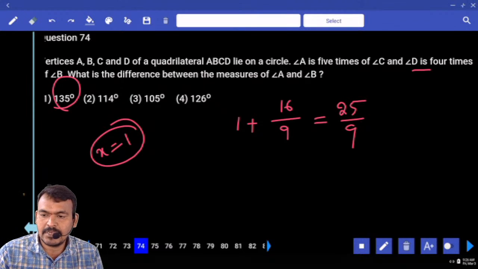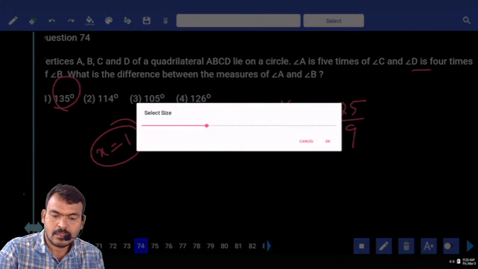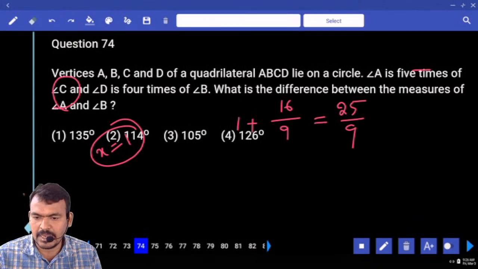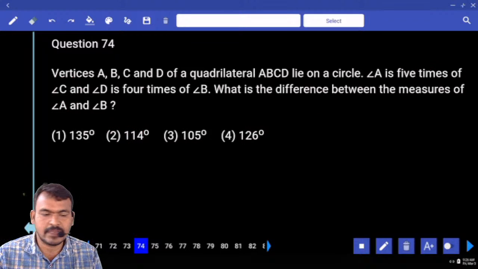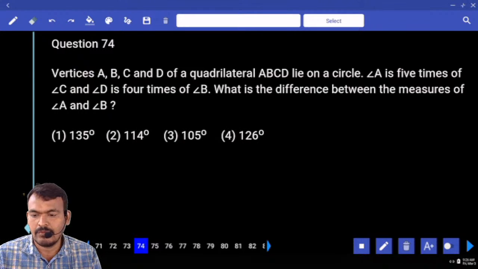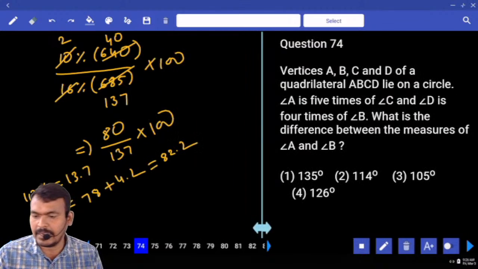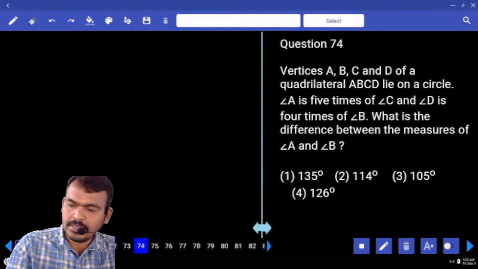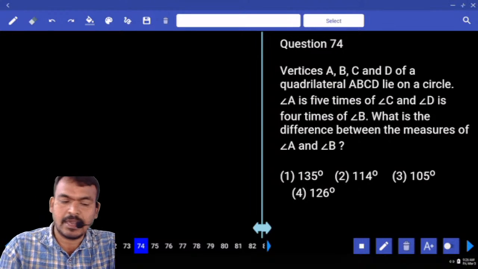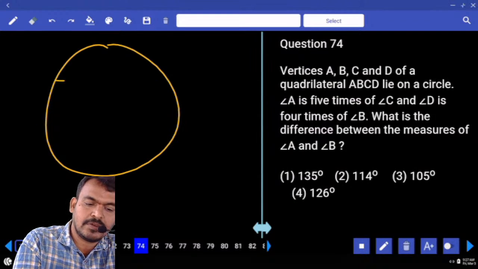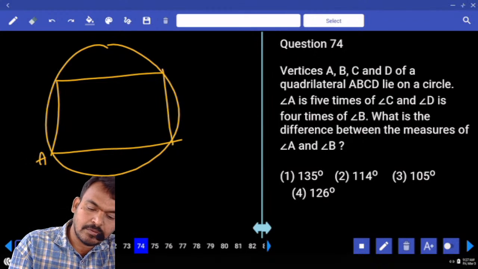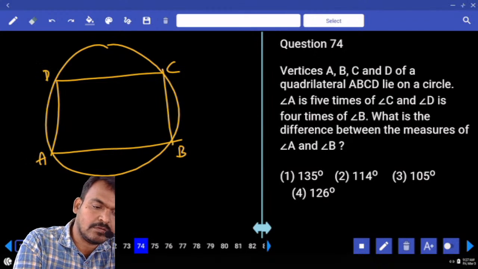Next, question number 74. Vertices of a quadrilateral ABCD lie on a circle. Angle A is 5 times which one? Angle C. And angle D is 4 times which one? Angle B. What is the difference between the measures of angle A and angle B? And here the vertices of quadrilateral ABCD lie on which one? Circular. Simply we say cyclic quadrilateral. Cyclic quadrilateral, A, B, C, D or not?